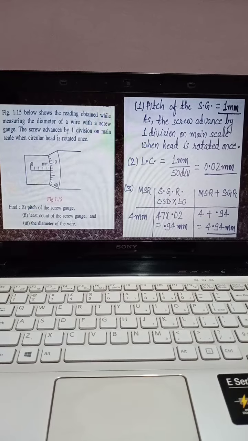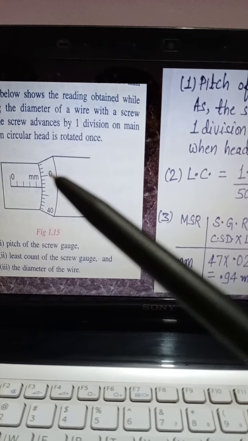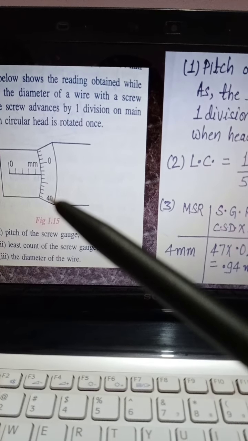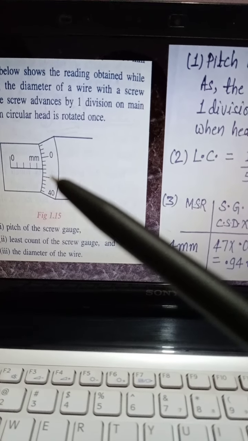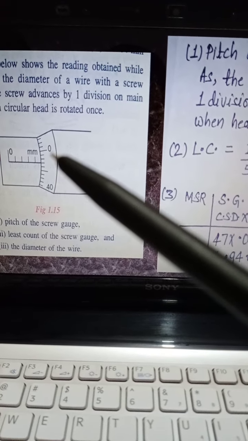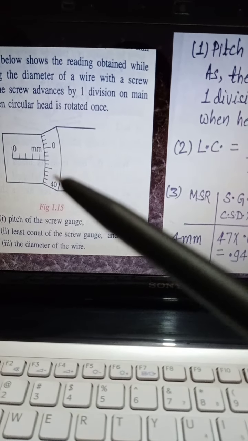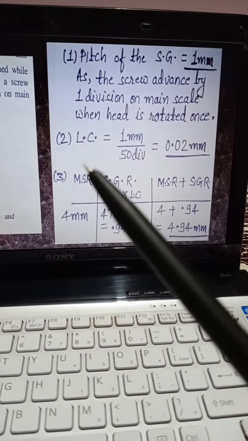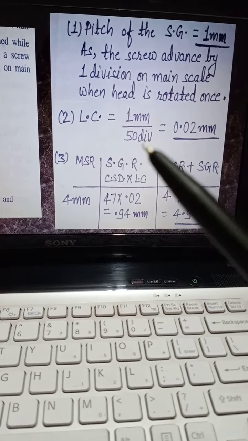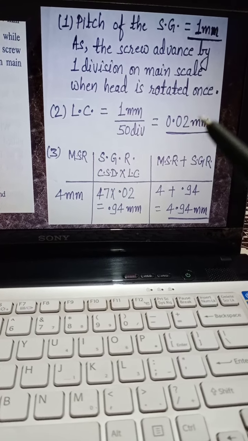So how are we going to get the total number of divisions? Here in this diagram, what you are observing, I'm seeing the mark 0 and this is 40 here. So from here to this division it is 45, and now from here up to the 0 mark, it will be 50. So this circular scale has 50 divisions. Therefore, to find out the least count, we are going to again use the formula 1 mm by 50 divisions. So it is 0.02 mm.